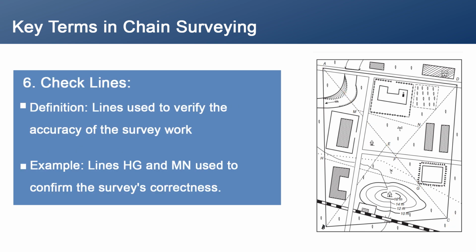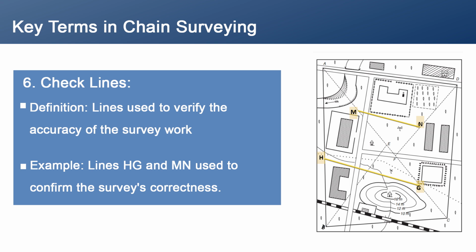And next, the check line. Think of check line like double checking your work. They are run to ensure that the measurements and the layouts are accurate. If the length of the check line matches what you have plotted on your map, your survey is likely accurate. For example, if you have lines HG and MN running through your survey areas, these serve as check lines to confirm everything is correct.